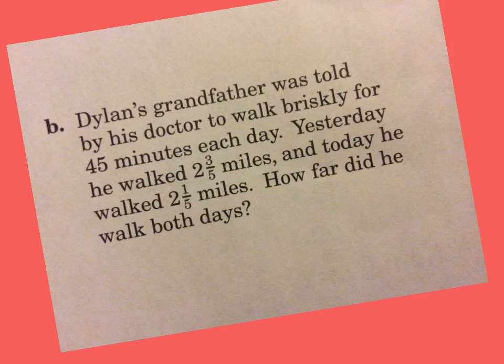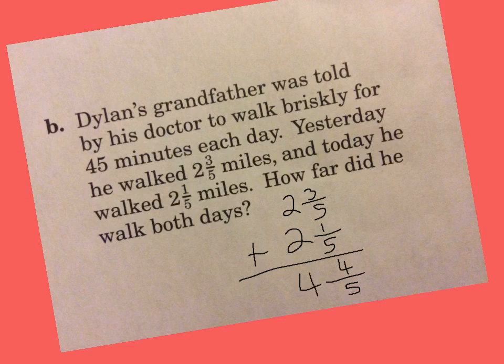So what they're telling us to do is add up what we have here. The first day he did 2 3/5 plus his second day of 2 1/5. We're going to add up these mixed numbers. 5 will be our denominator. 3 plus 1 is 4. 2 plus 2 is 4. So our answer, how far did he walk both days? 4 4/5 miles.